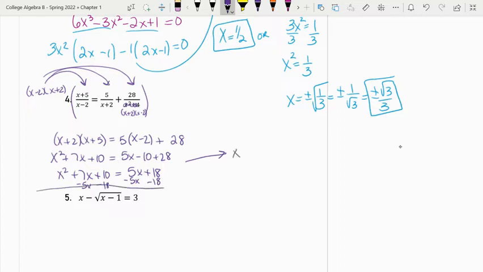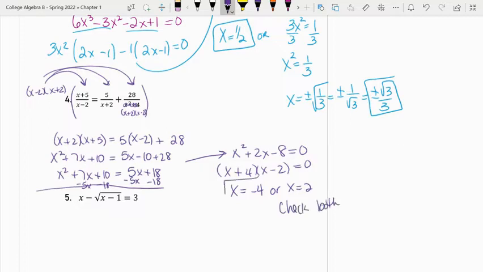So then I get x squared plus 2x minus 8 equals 0. Factor that to x plus 4, x minus 2 equals 0. So my solutions are x equals negative 4 or x equals 2. You have to check them both.